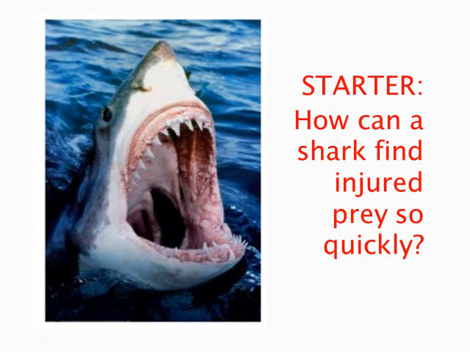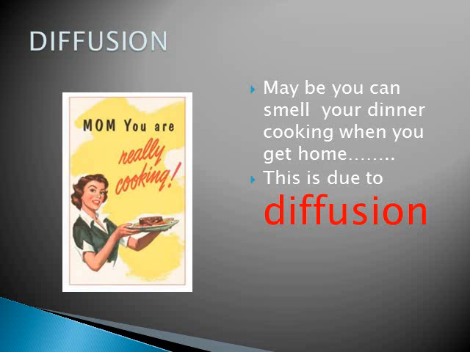It's a starter. There is a question, and I hope at the end of this lesson you will definitely find the answer to this question. How can a shark find injured prey so quickly? So it's the question, and think about the answer. Let's start with the topic of diffusion.